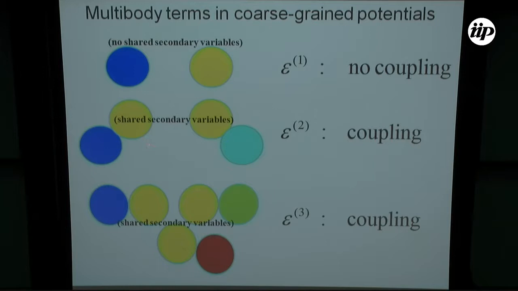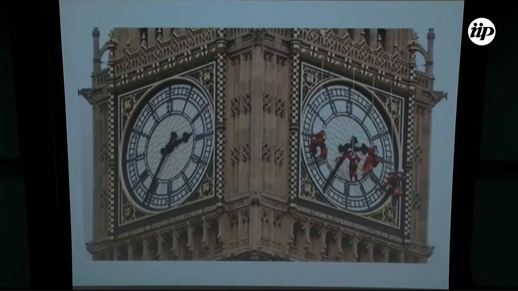Okay, so the multi-body terms appear only when the secondary variables are shared between some of the sites that enter the respective cluster cumulant. For example, here we have no coupling, and actually there will be only first order terms. They will be split into first order. Here we do have coupling, because we have the energy of interaction between blue and yellow, and yellow and light blue. So here we have three yellows. These are only the local interaction energies between the pairs of sites, but the coupling is because of shared degrees of freedom. So we can very well visualize this.